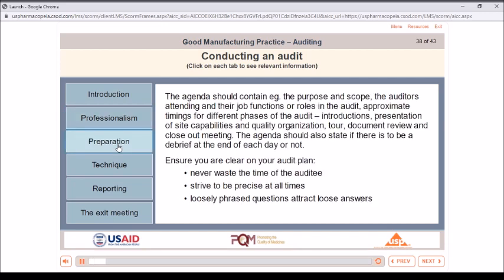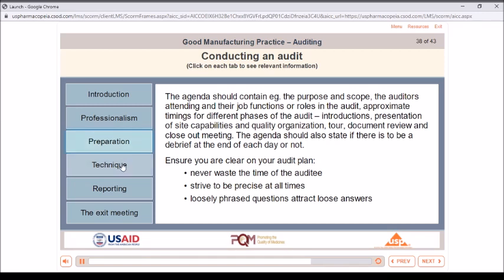Preparation. The agenda should contain, e.g., the purpose and scope, the auditors attending and their job functions or roles in the audit, approximate timings for different phases of the audit, introductions, presentation of site capabilities and quality organization, tour, document review, and close-out meeting. The agenda should also state if there is to be a debrief at the end of each day or not. Ensure you are clear on your audit plan.